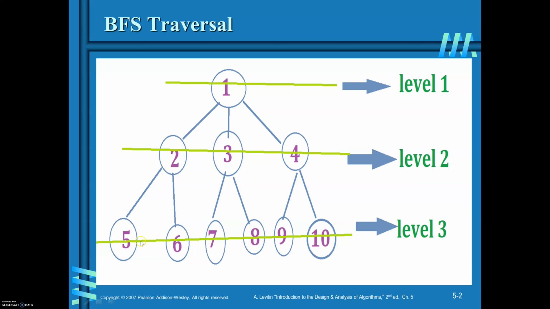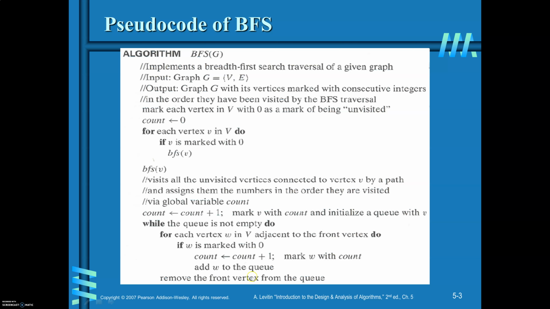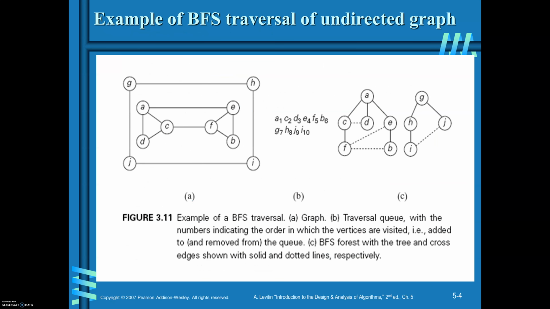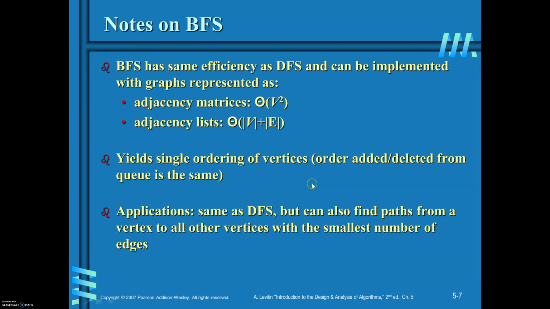Then finally 5 will be there in the front. So no more adjacent vertices for 5. Remove 5 from the queue. Then remove 6 from the queue. Remove 7, 8, 9, 10. So that is what is being explained here. While the queue is not empty, you are required to explore all the adjacent vertices. Okay, so how? Level wise. So I'll illustrate one more.